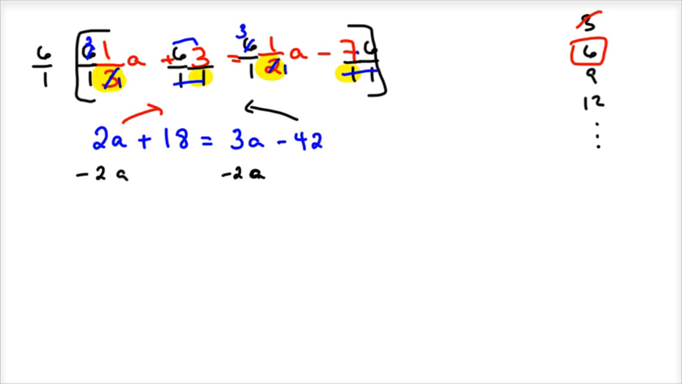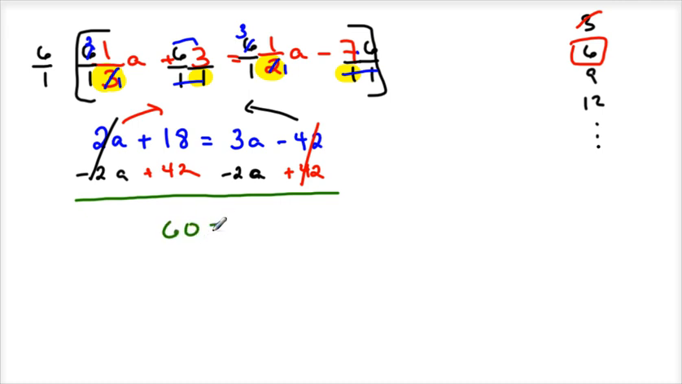That'll get rid of that. And simultaneously, I'm going to bring my 42 over to the left side, so I'm going to add 42. That'll get rid of that. Okay, and now let's see what's left here. I got 18 plus 42, and I should get an answer of 60 equals 3a minus 2a, and 60 equals a, or a equals 60.